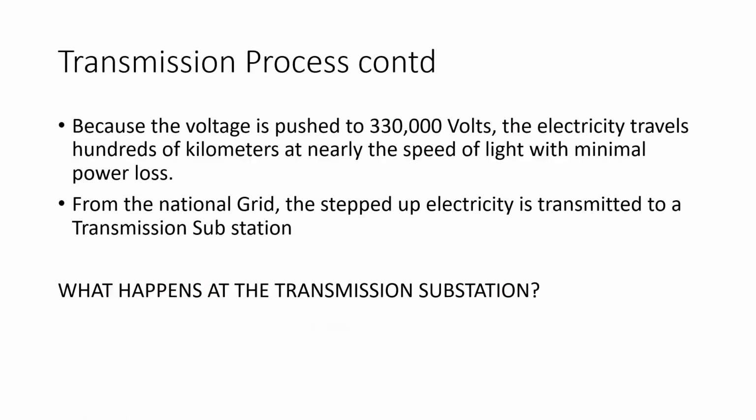Good. So now if we move forward, you can see that it states that because the voltage is pushed towards 330 kilovolts, the electricity travels hundreds of kilometers at nearly the speed of light with minimal power loss. So you can see that our fear all along was that the 12 kilovolts that we generated was not going to be enough to travel long distance. So the 330 kilovolts that the step-up transformer stepped it up to, right, is now going to be enough to travel long distances from Kainji Dam down to where the electricity is needed, right?